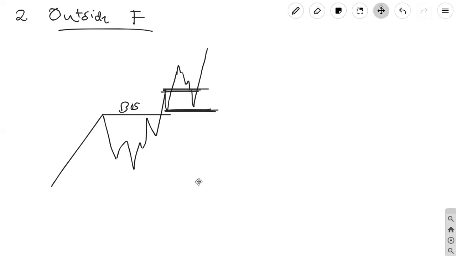And number three, which is the last one, we call it an FIF.